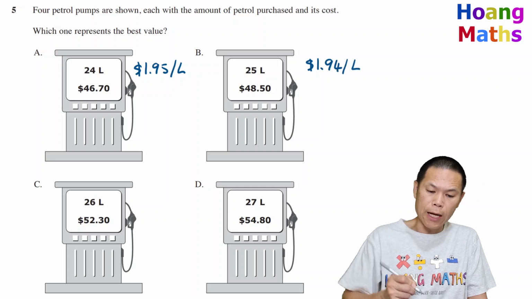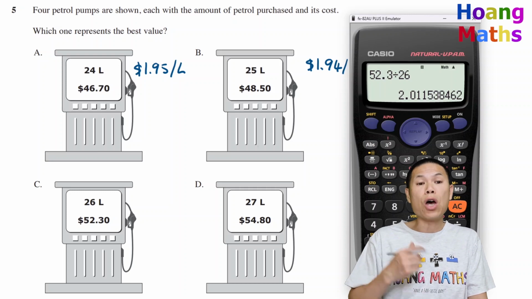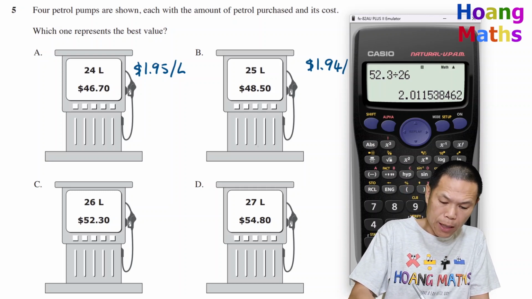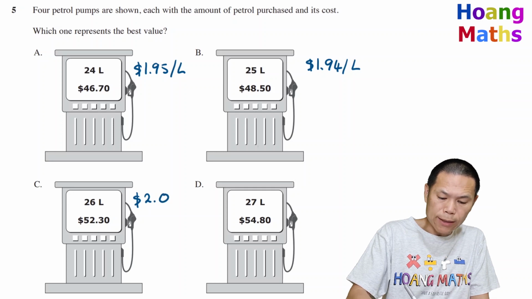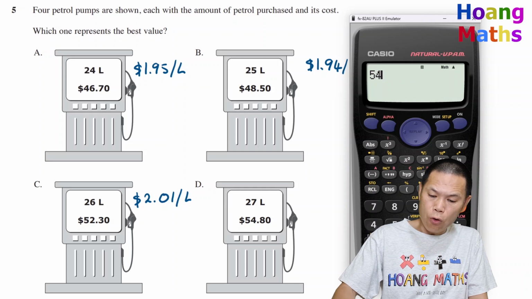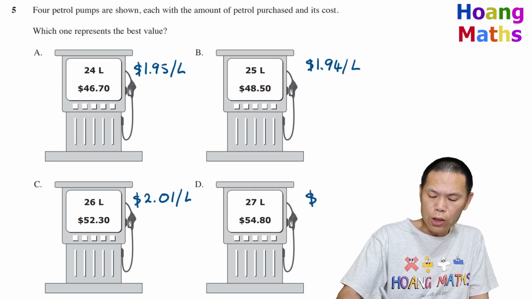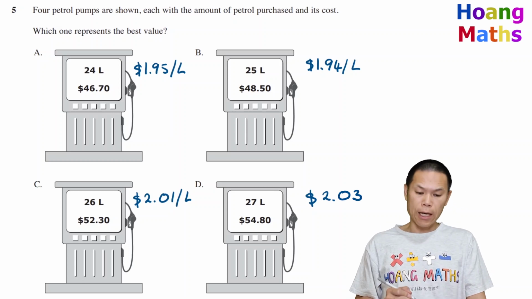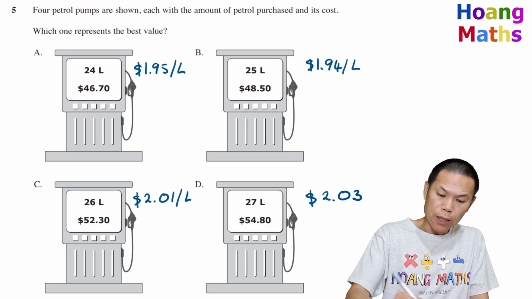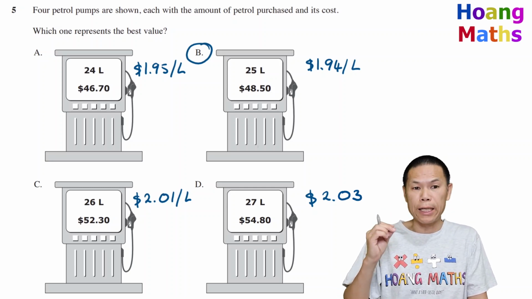$1.94 per liter. And for part C, we just go 52.3 divided by 26. So $2.01 per liter. For part D, we just go 54.8 divided by 27. So there you go, $2.03 per liter. So therefore, option B is the cheapest, just by 1 cent compared to option A. Keep that in mind.